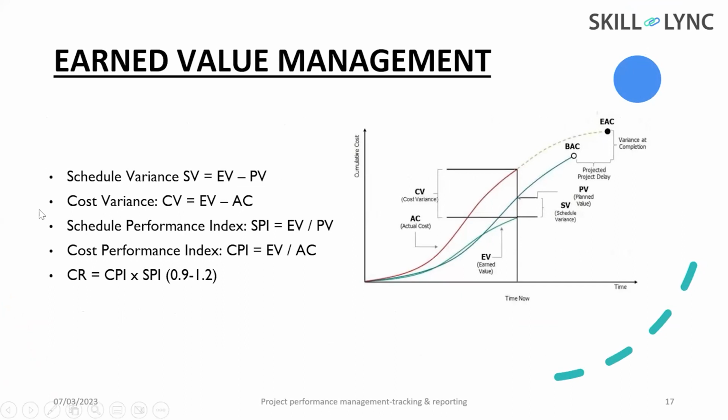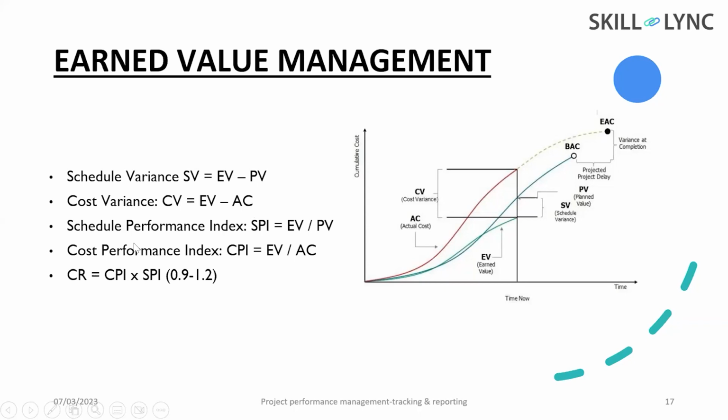Then second will be cost variance. That is the difference between earned value and actual cost. For example, you planned 5 lakhs for the completion till the midway, but actually the amount that occurred is 7 lakhs. So the remaining 2 lakhs is considered as the cost variance. So cost variance is nothing but the difference between EV and actual cost.